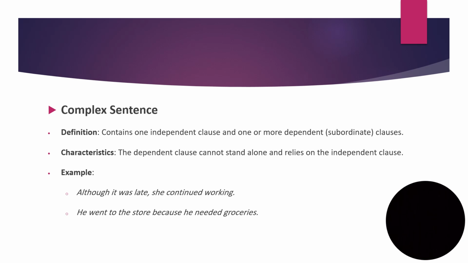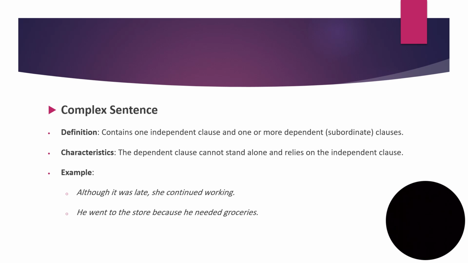Third, we have the complex sentence. What is a complex sentence? A complex sentence contains one independent clause and one or more dependent, i.e., subordinating clauses. Characteristics: the dependent clause cannot stand alone and relies on the independent clause. For example, although it was late, she continued work. Of course, although it was late cannot stand alone by itself.